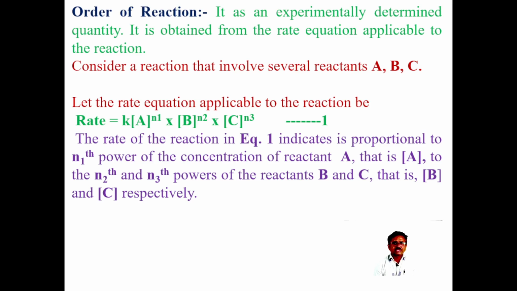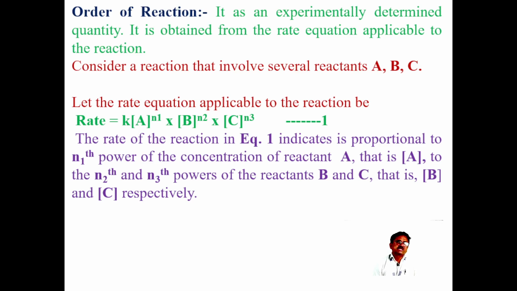It is an experimental quantity, and experimental quantity means we have to carry out experiments in the laboratories, and then only with the data obtained from those reactions we can determine the order of reaction by different methods. Now let us see how it can be done.